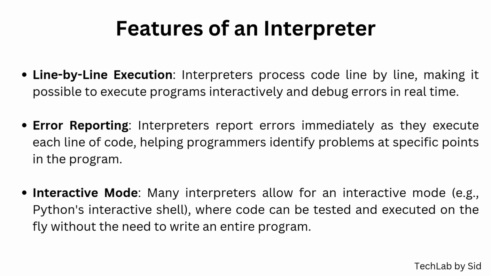Features of an interpreter. Line-by-line execution. Interpreters process code line by line, making it possible to execute programs interactively and debug errors in real time. Error reporting. Interpreters report errors immediately as they execute each line of code, helping programmers identify problems at specific points in the program. Interactive mode. Many interpreters allow for an interactive mode, for example, Python's interactive shell, where code can be tested and executed on the fly without the need to write an entire program.